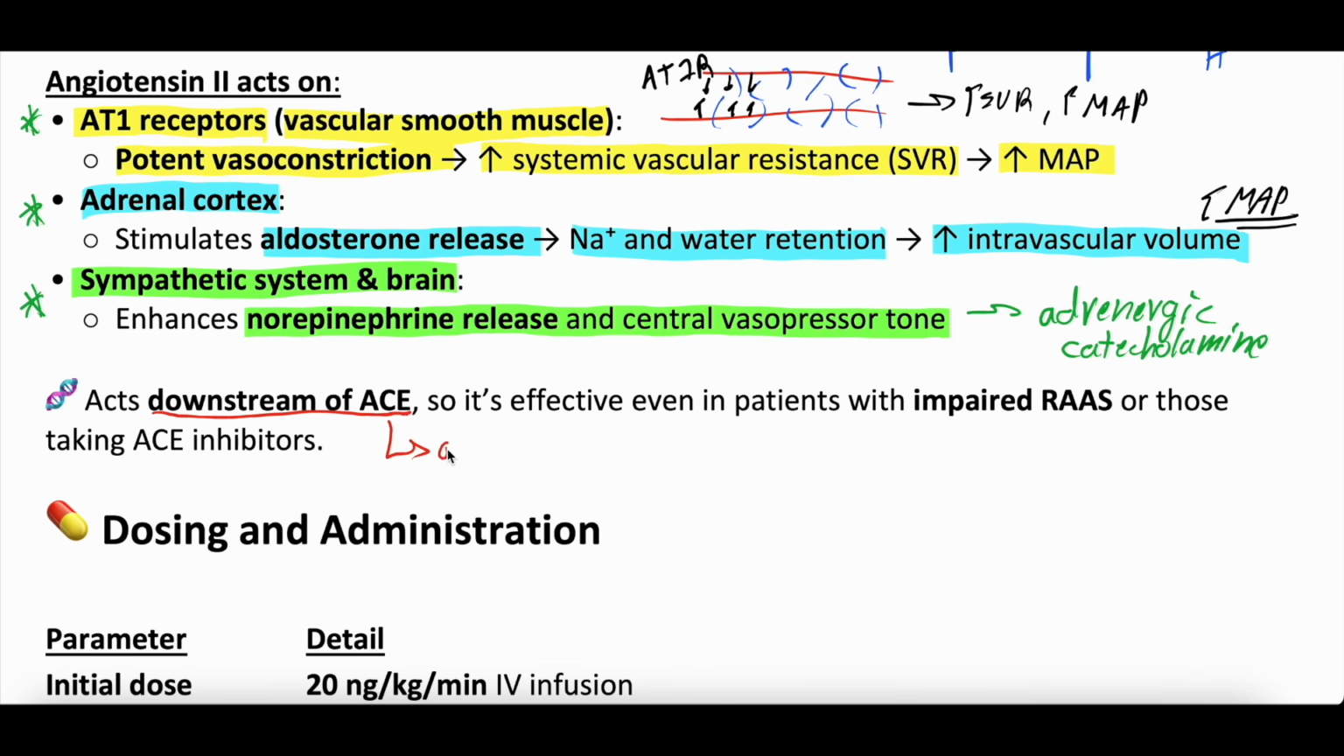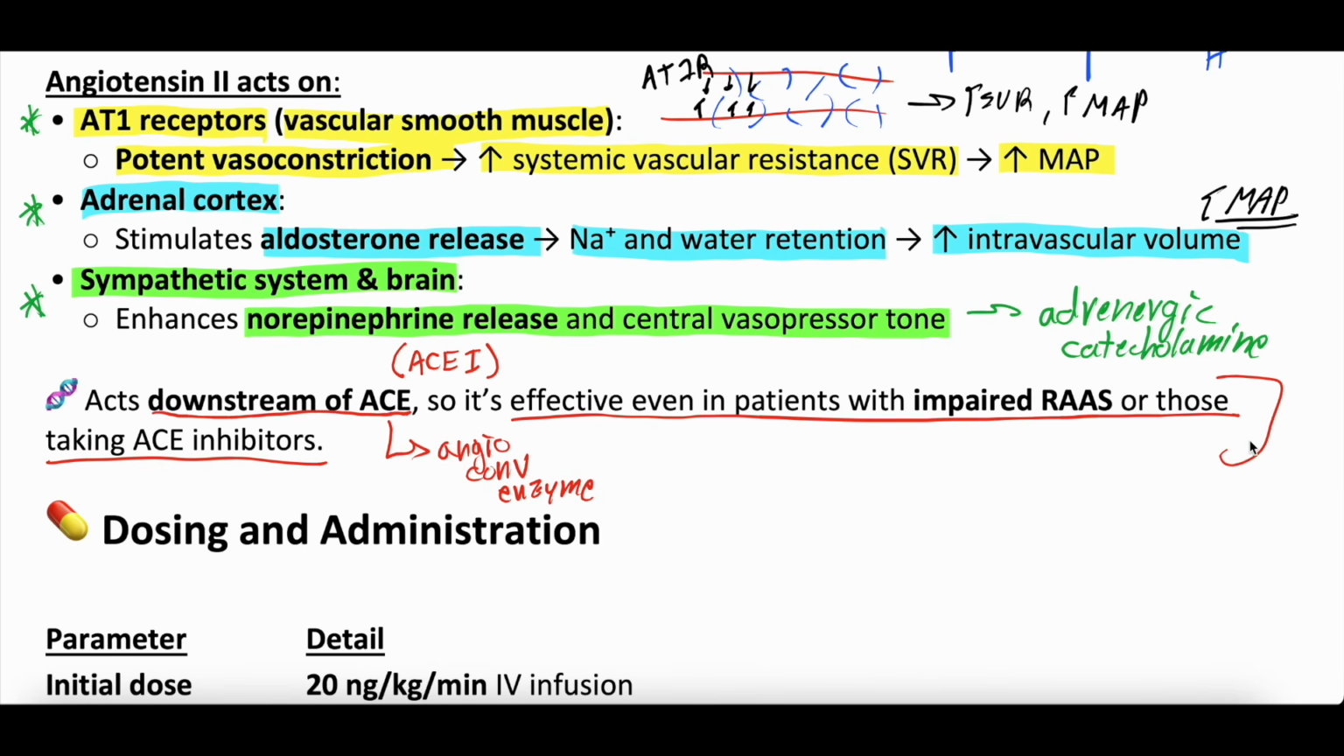One thing to note in this renin-angiotensin-aldosterone pathway is that angiotensin II acts downstream of ACE. ACE stands for angiotensin converting enzyme. And for those really paying attention, one might remember that a lot of patients are on ACE inhibitors for their blood pressure, things like lisinopril or enalapril. And one might astutely ask, does angiotensin II work on patients who took ACE inhibitors recently? The answer is it does, because it works downstream of that. So it's effective even in patients with impaired RAS or those taking ACE inhibitors. It should still be effective because it acts downstream.